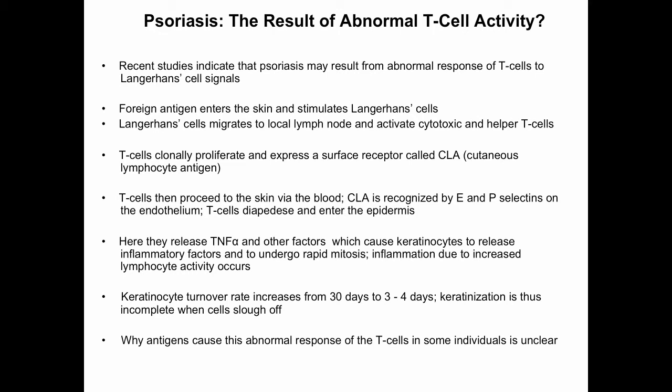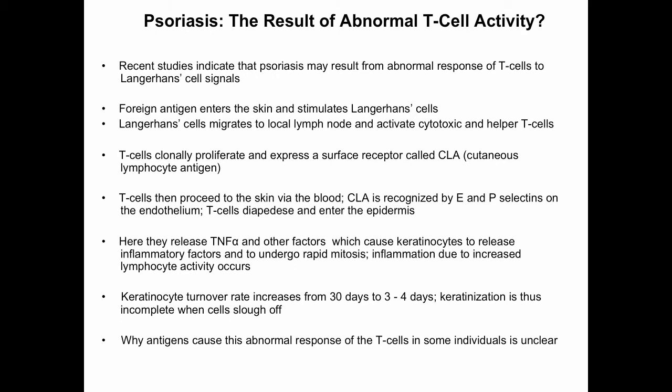Essentially, foreign antigens enter the skin and will stimulate Langerhans cells. The Langerhans cells will migrate to local lymph nodes and activate cytotoxic and helper T cells. Once activated, these T cells will clonally proliferate and express a surface receptor called cutaneous lymphocyte antigen. The T cells are going to then proceed to the skin via the blood circulatory system, and this CLA is going to be recognized by selectins on the blood vessels in the endothelium. The T cells are going to diapedese and enter the epidermis.